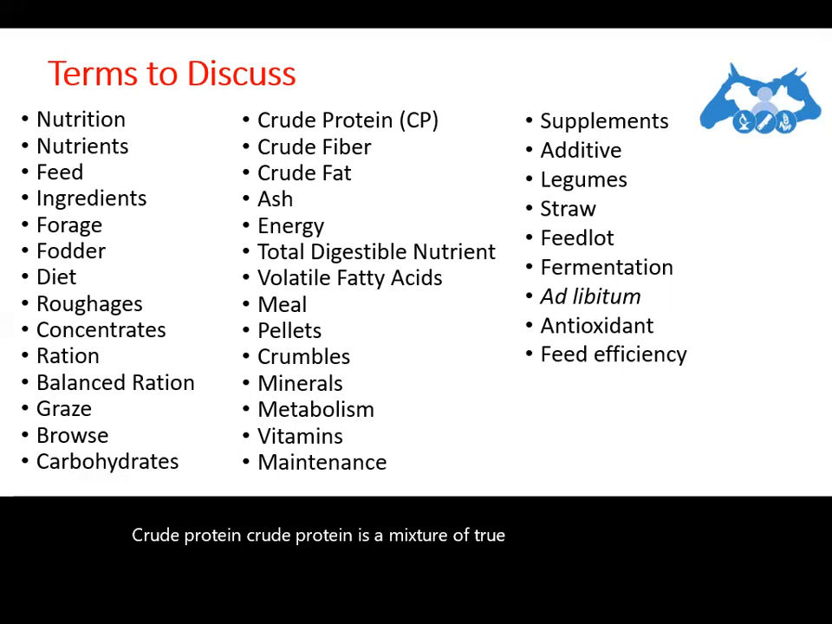CP. Another terminology which will be used in animal nutrition is crude fiber. It's the fibrous portion of feed which contains cellulose, hemicellulose, and lignin, known as crude fiber. Another terminology is crude fat, the part of the feed which is soluble in ether, also referred to as ether extract.